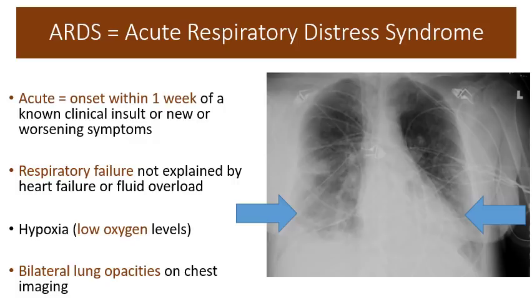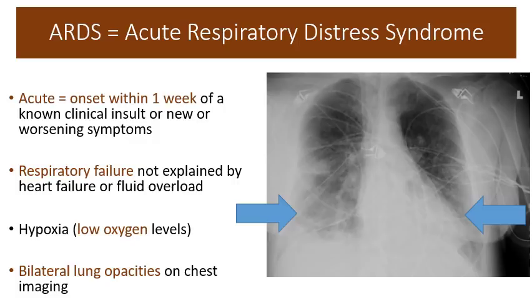Next is you have to have respiratory failure. In other words, your respiratory system has to fail. You have to have inability to breathe, which is hypoxia or shortness of breath, which the COVID patients have, and that must not be explained by heart failure or fluid overload. That's part of the definition.